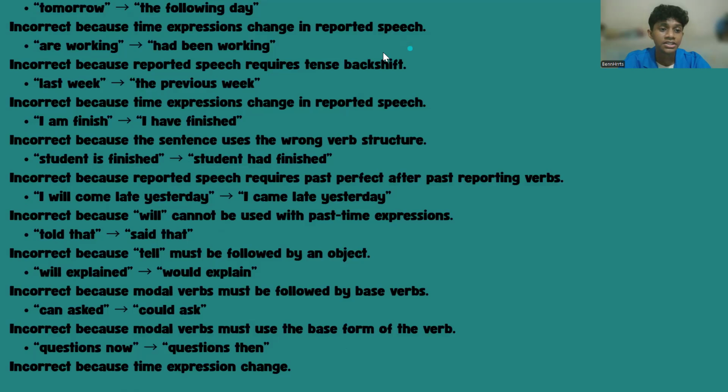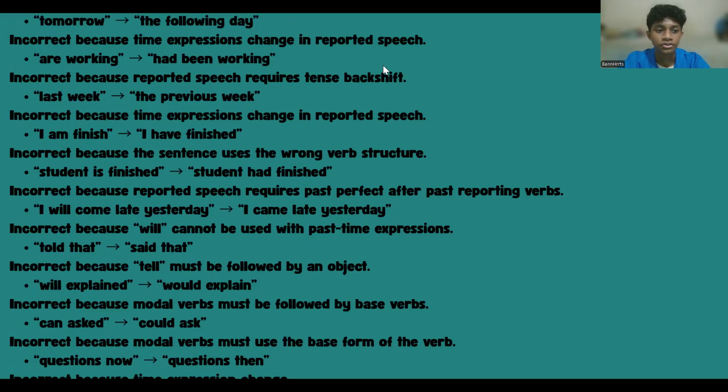"I am finished" to "I have finished," incorrect because the sentence uses the wrong verb structure. "Student is finished" to "student had finished," incorrect because reported speech requires past perfect after past reporting verbs. "I will come late yesterday" to "I came late yesterday," incorrect because will cannot be used with past time expressions.